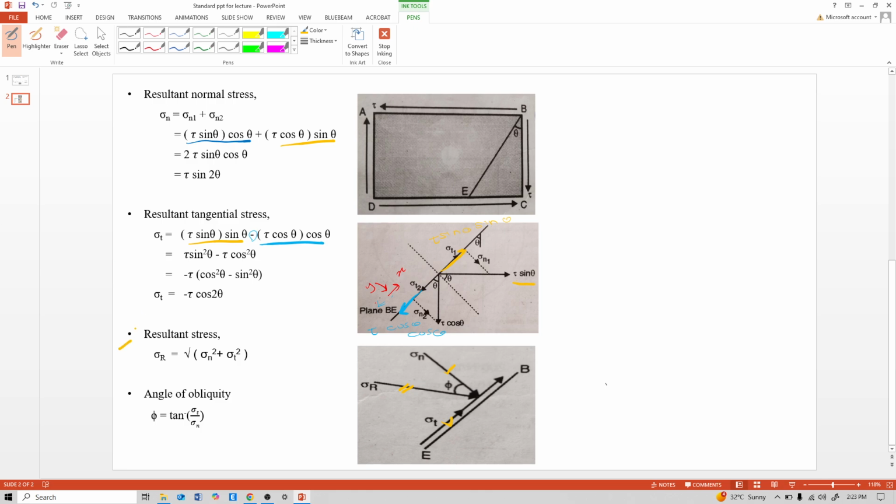And next is angle of obliquity. Angle of obliquity is the angle made by the resultant stress with the normal stress, and it is denoted by phi. It is equal to tan inverse of tangential stress upon normal stress.